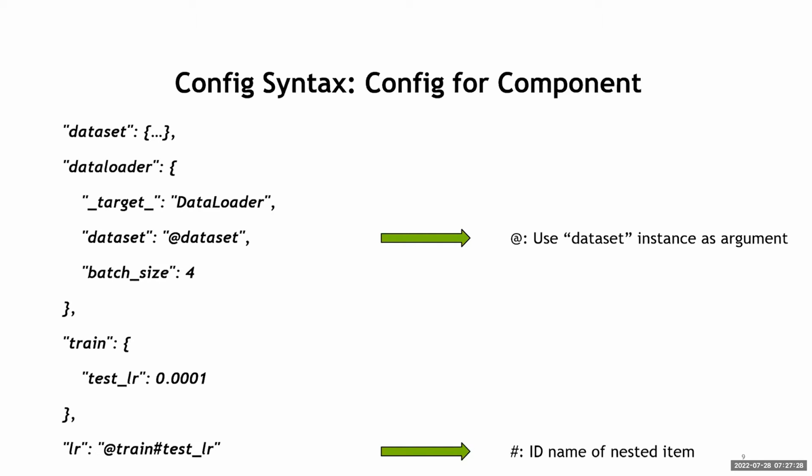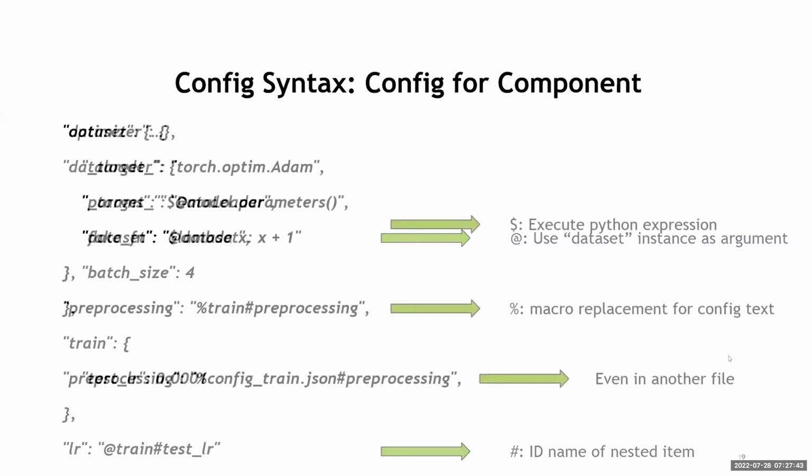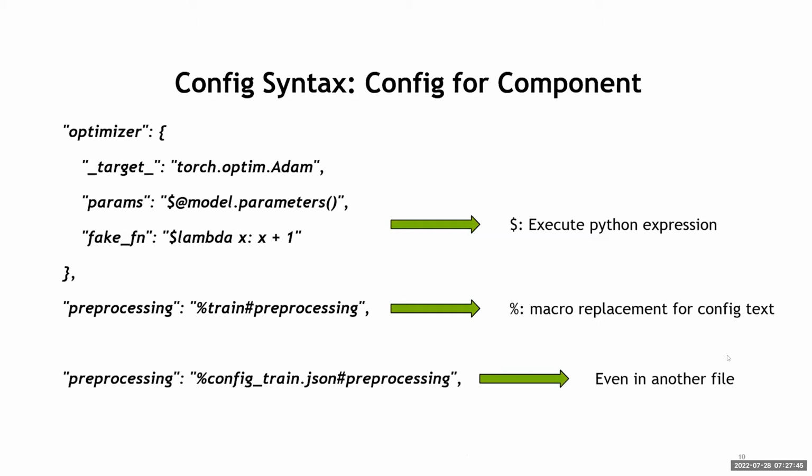It makes sense. Obviously, the data loader needs this dataset, and this is the way that we go about doing that. We can also refer to members of objects in the very bottom here of our screen. We're referring to the train object's test LR member using the hash operator as essentially a member access operator. We also use $ to actually execute Python expressions. And so this is useful for doing evaluations to determine, for example, whether to define an object being enabled or not. It allows us also to pull up values that we actually want to use as arguments.